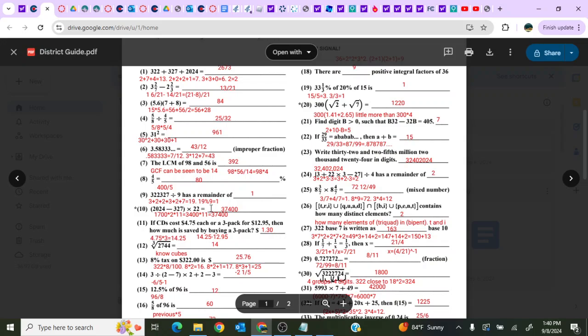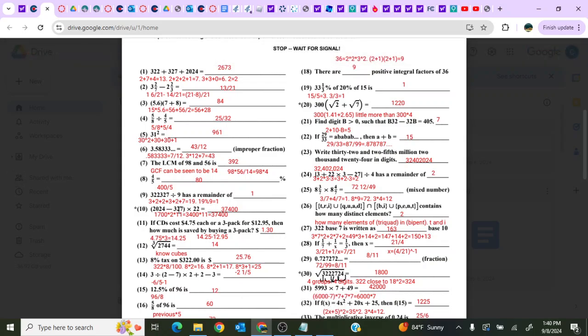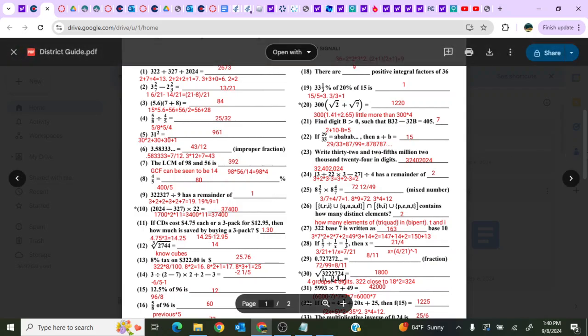Number 10, 2024 minus 327 times 22. Well, that's pretty close to 1700 times 22, which is 1700 times 2 times 11, which is 3400 times 11, and then you can use your 11's trick to figure out something very, very close to the real answer.